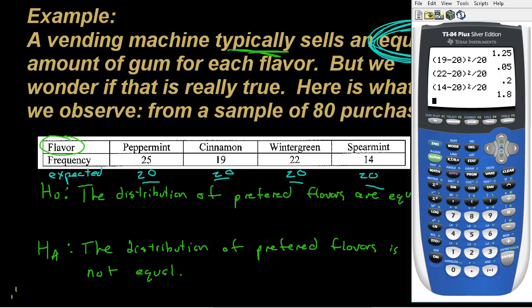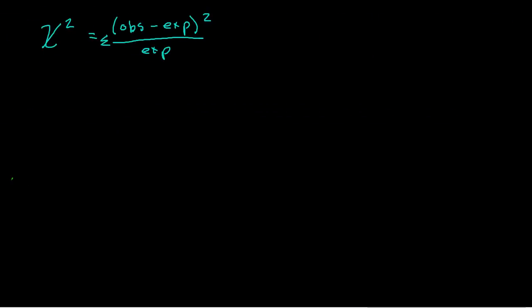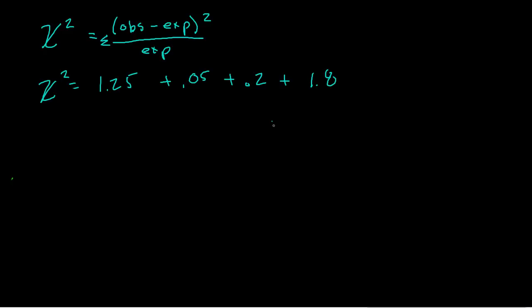And then what I need to do is add them all together. So I'm going to shoot over here for a second because I have to write these down. So my chi-squared numbers were 1.25 plus 0.05 plus 0.2 plus 1.8. Now I'm going to add these all together, and this is going to be your grand total chi-squared: 3.3. It's my grand total chi-squared.